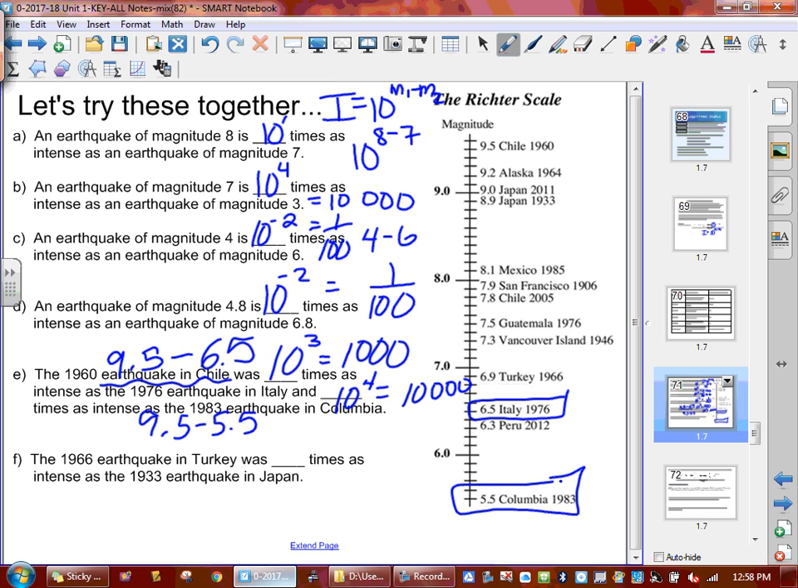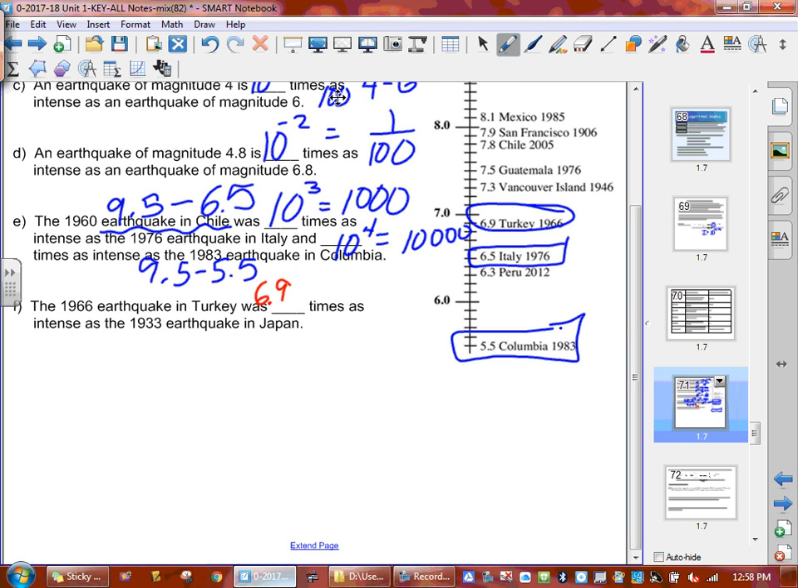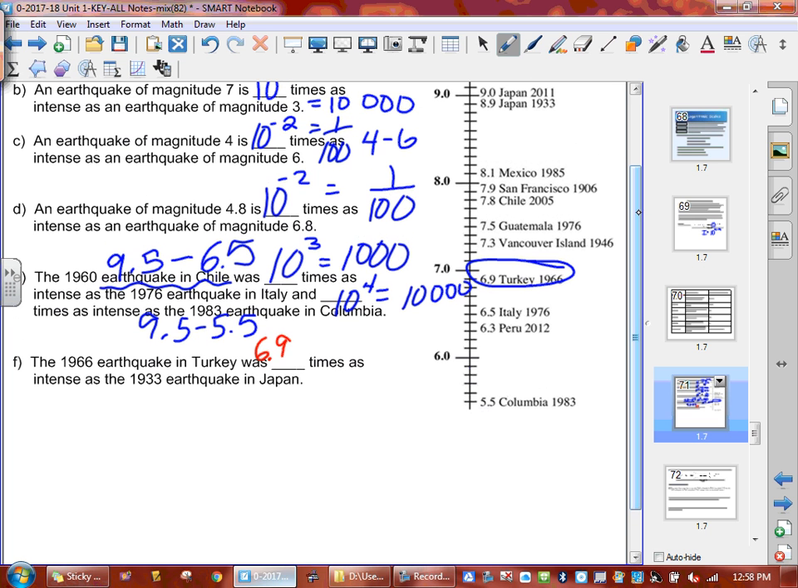All right, the 66 in Turkey. So the 1966 in Turkey. There it is, 6.9. So 6.9 in Turkey. I'll change colors so you guys can see it. And the 1933 in Japan. Let's find the Japan one. It's at the top. Yep, right there. The Japan one was 8.9. So I've got 6.9 minus 8.9. What's that going to give you? 10 to the negative 2, which is 1/100th.